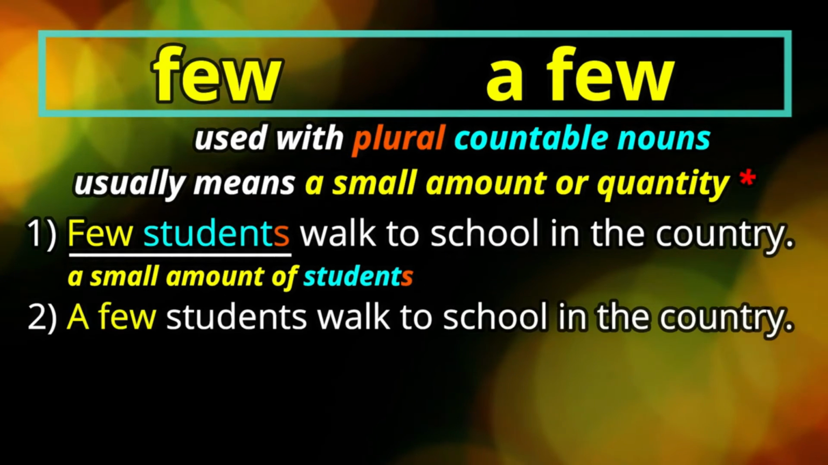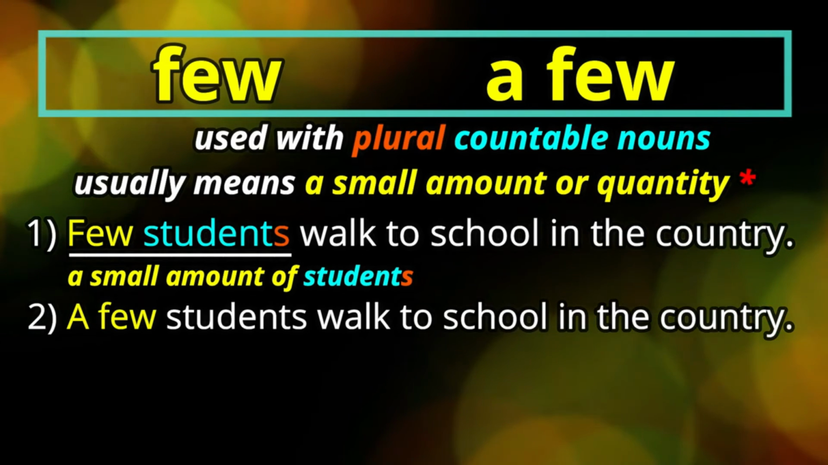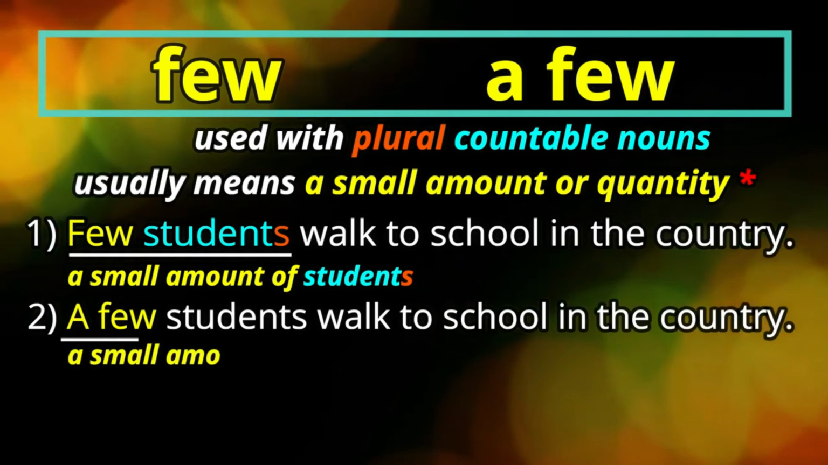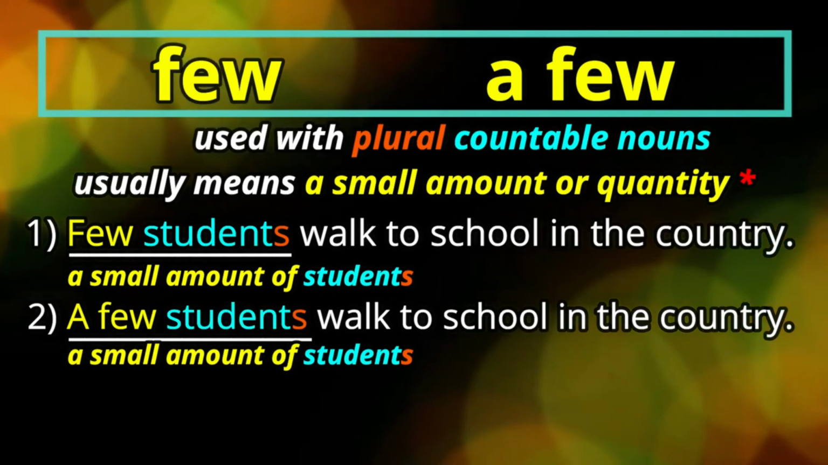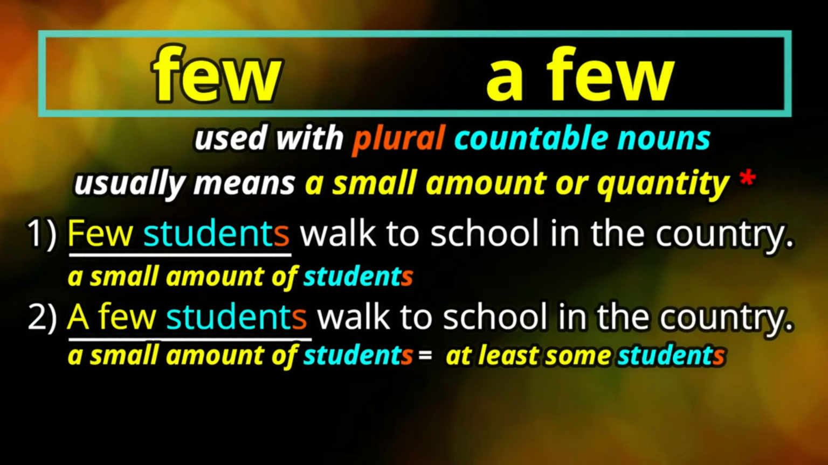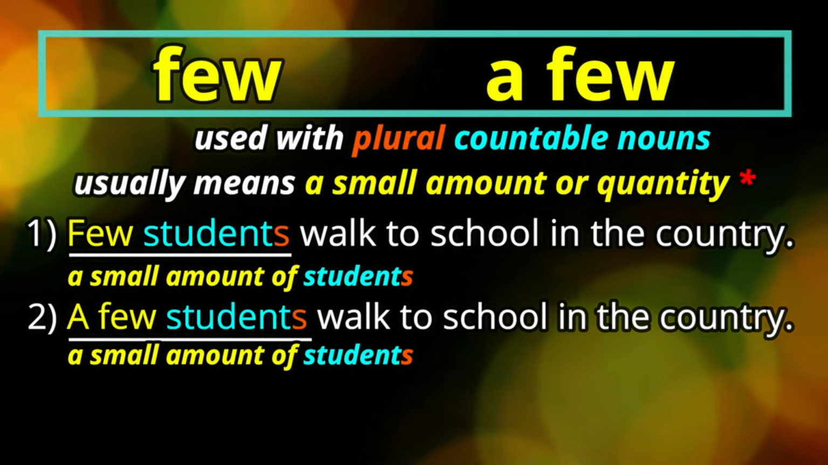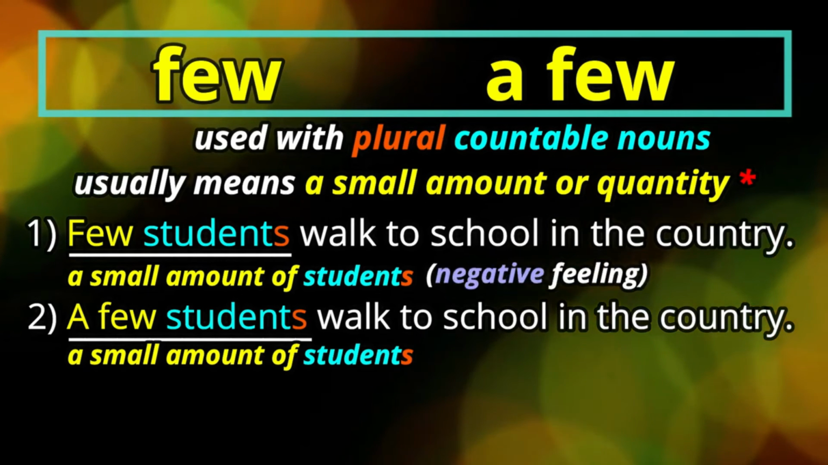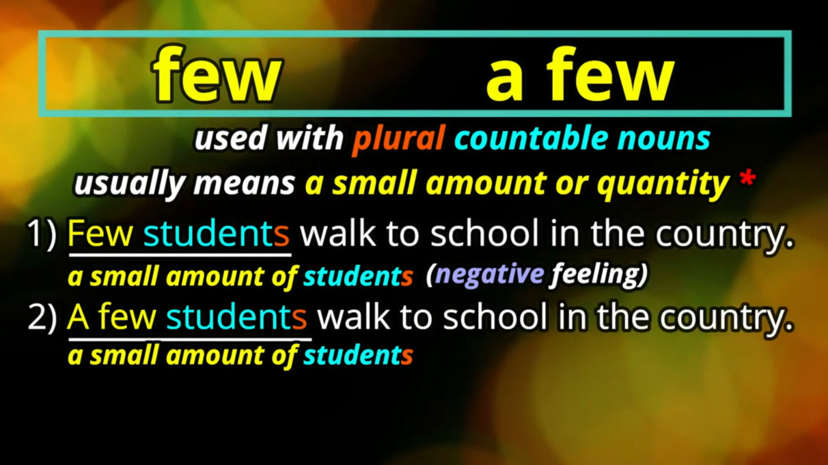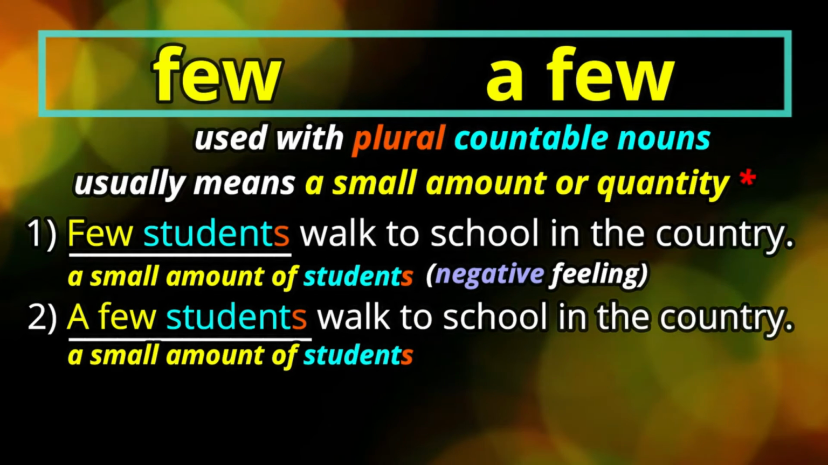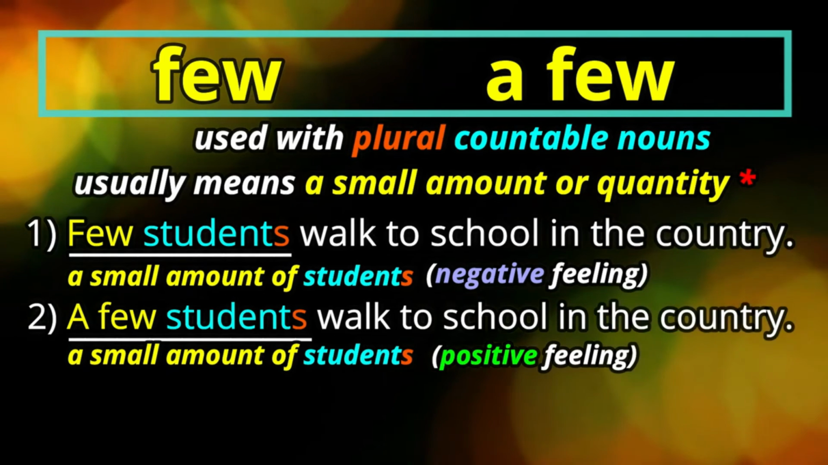In example number 2, we have a few students walk to school in the country. In this case, the emphasis is on, well, there are a small amount of students that actually walk to school, but there are at least some students that walk. So 1 is implying that there are a small amount, maybe in a negative way. And then in number 2, a few students is saying that, well, I know there's a small amount, but some students do walk to school. Okay?